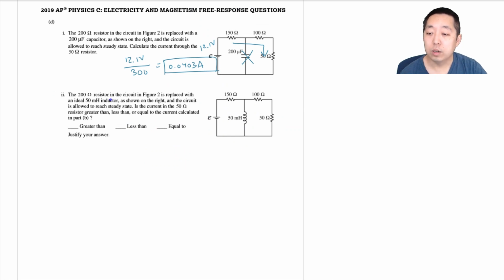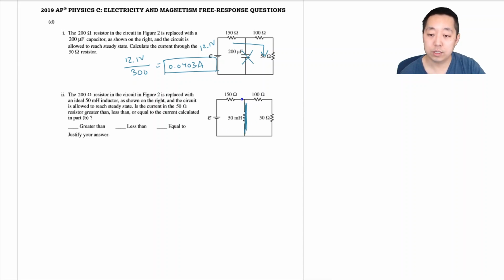The 200 ohm resistor in the circuit of figure 2 is replaced with an ideal 50 millihenry inductor as shown on the right, and the circuit is allowed to reach steady state. Is the current in the 50 ohm resistor greater than, less than, or equal to before? Well, for an inductor, when it's in steady state, it acts like a short. So a capacitor acts like an open, an inductor acts like a short.